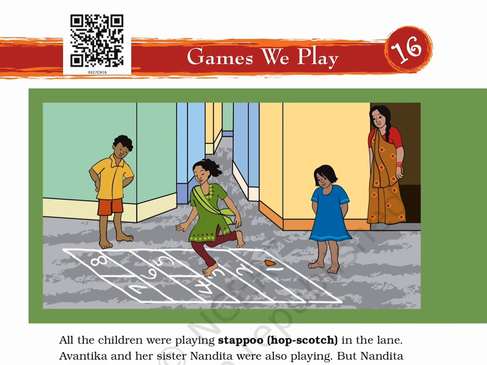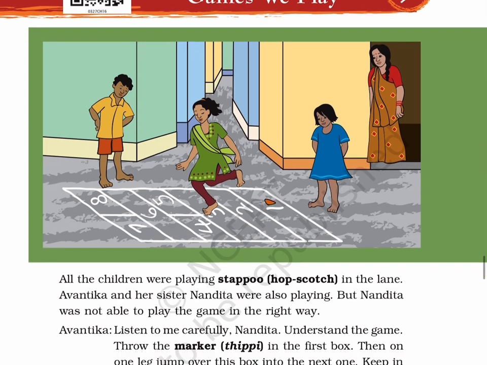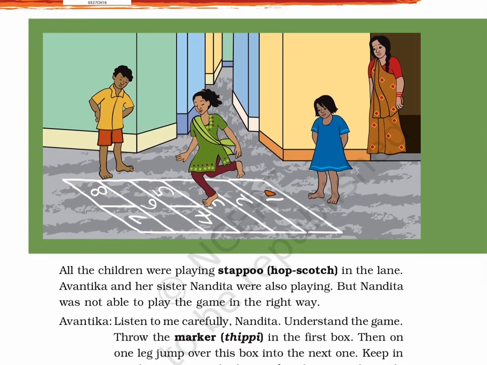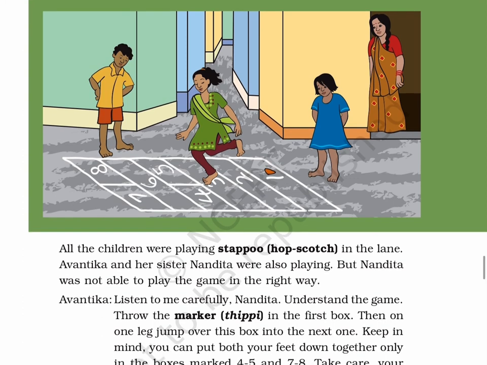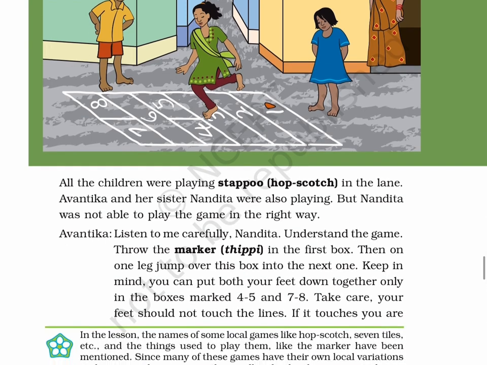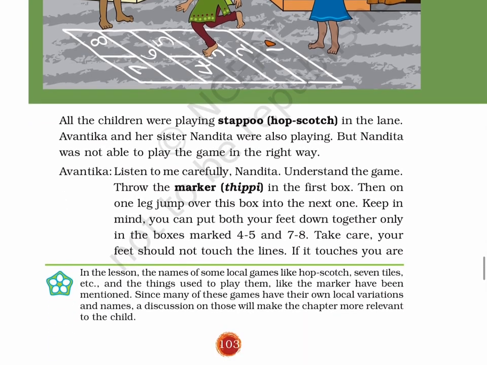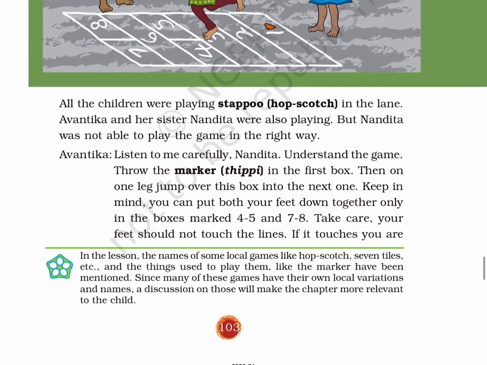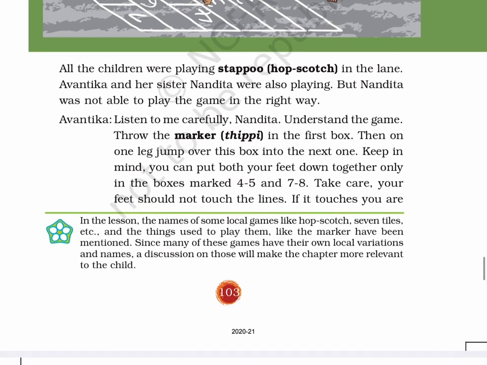In this picture, there is a figure of the game Stapu, hopscotch on the ground. 3 children are playing this game and their chachi is looking at them. All the children were playing Stapu, hopscotch in the lane. Avantika and her sister Nandita were also playing, but Nandita was not able to play the game in the right way.